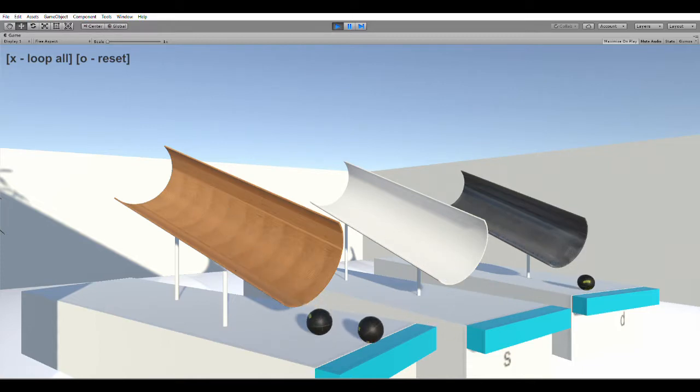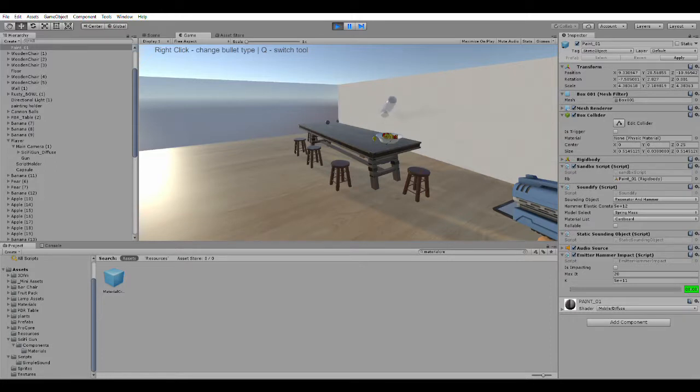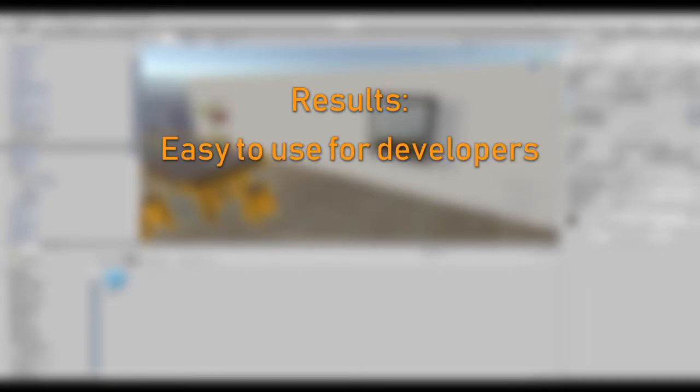To test this toolbox's usefulness to developers and the quality of the synthesized sounds, three tests were conducted: a perceptual test, a usability test, and a performance test. The result of the three tests indicated, firstly, that the toolbox was easy to use for developers, who were largely able to understand how to use it within a 20-minute time frame.